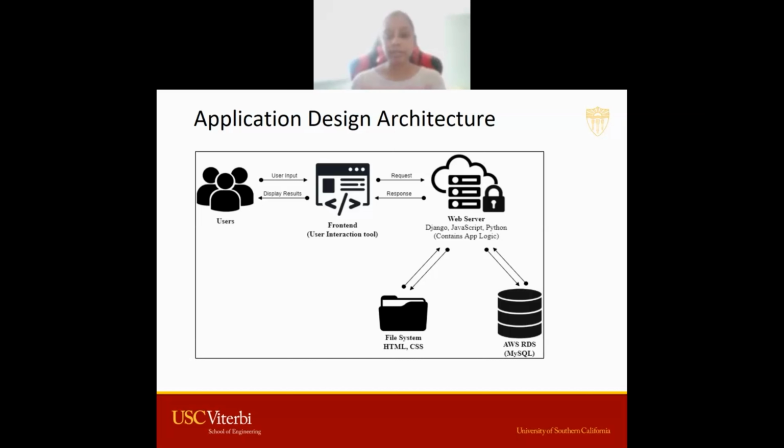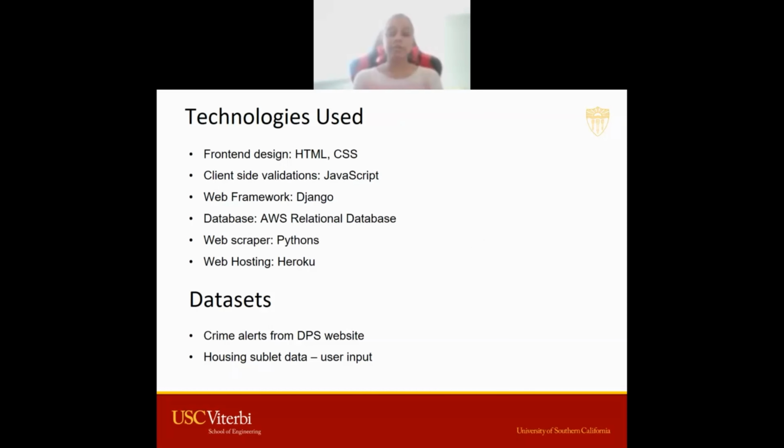For demo and testing purposes, we'll be using survey data which we have put together, and that data has been collected from USC students who are currently looking to sublease their apartments. In terms of technologies used, we use Django as our web application framework, and AWS RDS as our backend database. We have used JavaScript for client-side validations and a Python web scraper for scraping the crime alerts data. And finally, we have hosted our web application on a Heroku server.